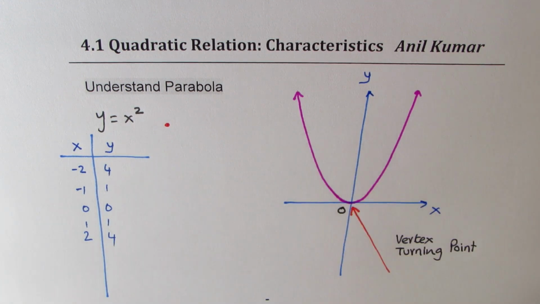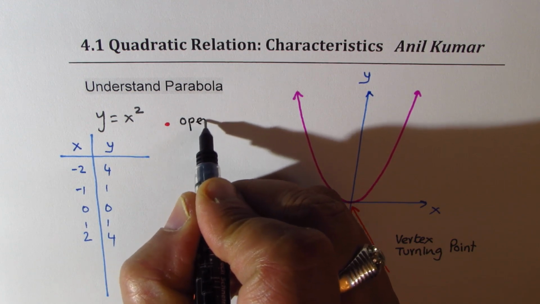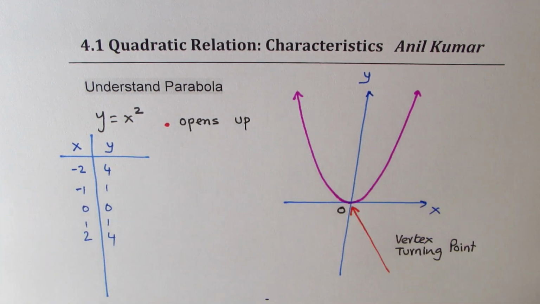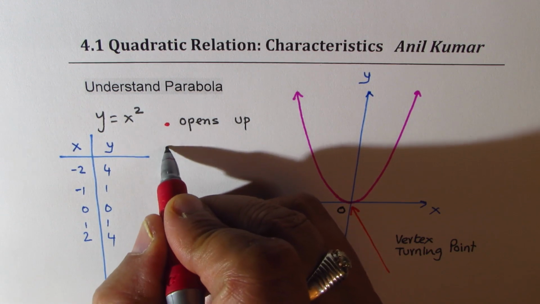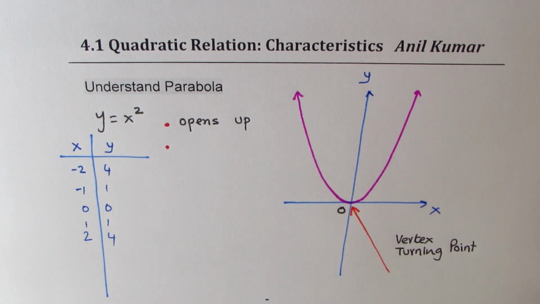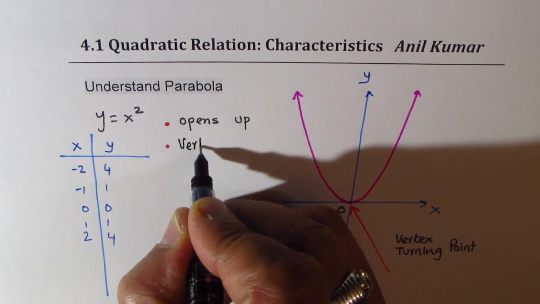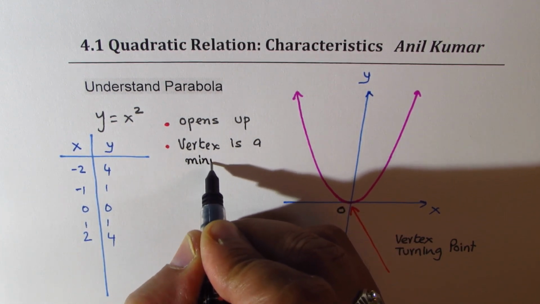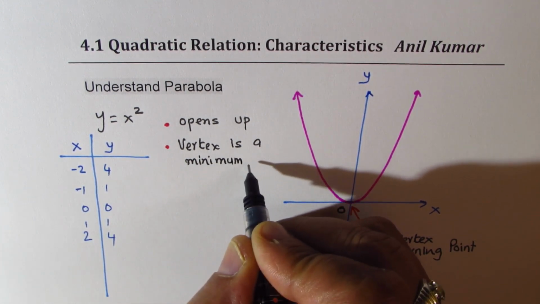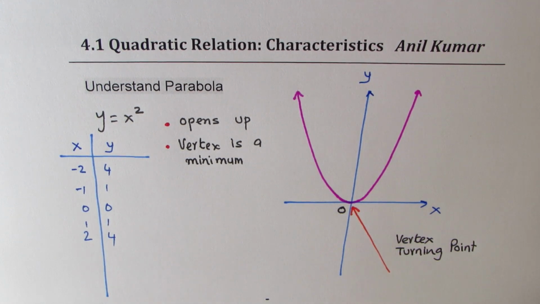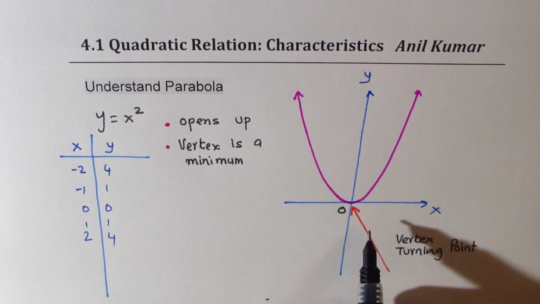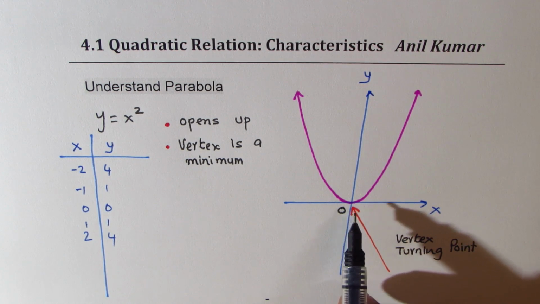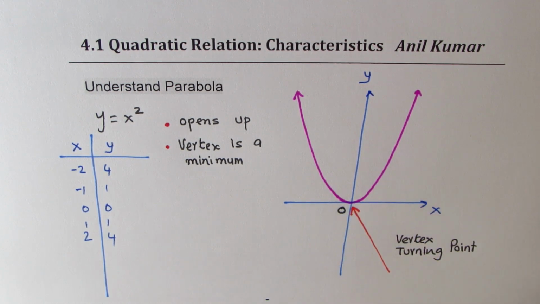So let me list them. We can see that this graph opens up. Whenever it opens up, in that case we will have the vertex as the minimum value, right? So in that case, the vertex is a minimum value. I'll write: vertex is a minimum. So we can say at the origin we have a minimum for this particular function.